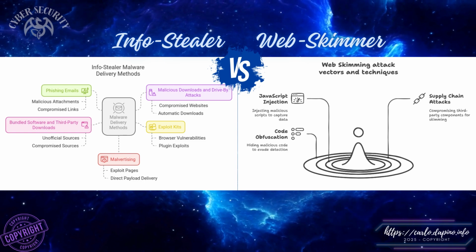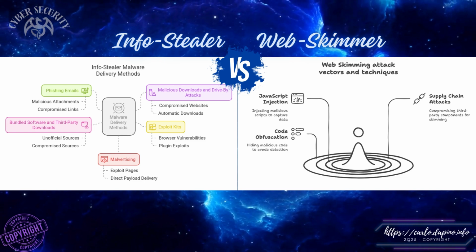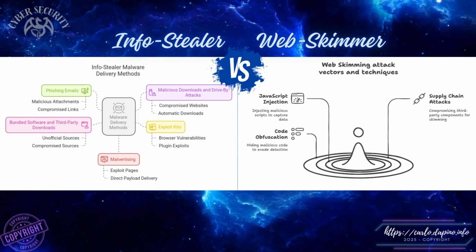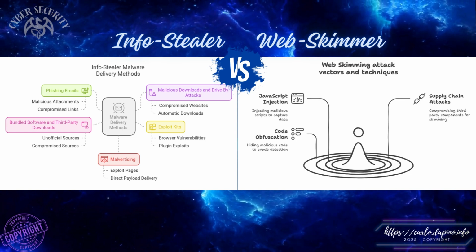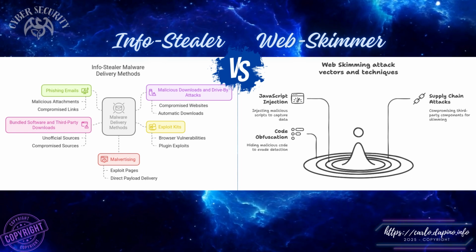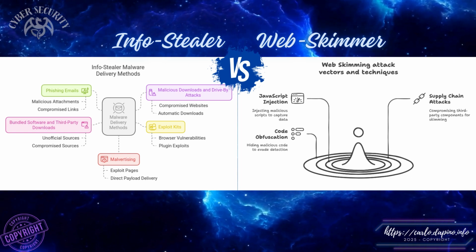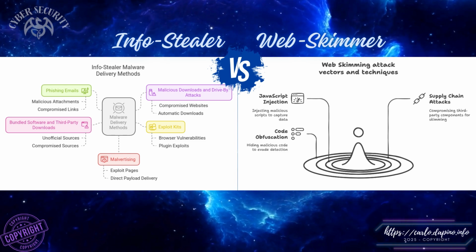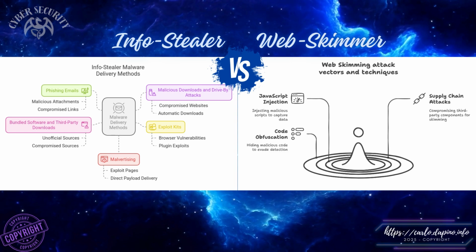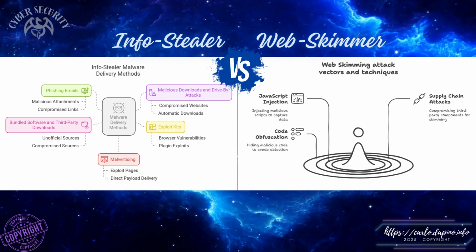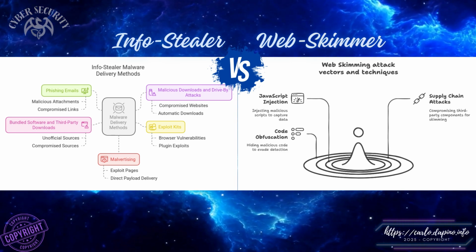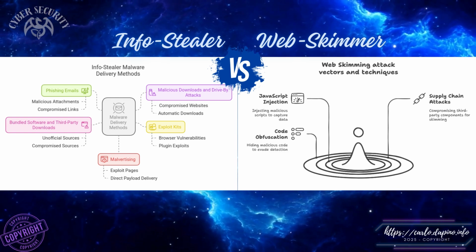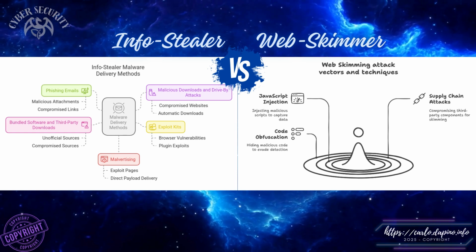Visiting a compromised website could trigger an automatic malware download. Exploit kits: cybercriminals take advantage of browser vulnerabilities to inject malware. Bundled software and third-party downloads: unofficial downloads often contain hidden malware payloads. Malvertising: attackers embed malware into seemingly legitimate advertisements, infecting users who simply view them. Once inside, these threats steal login credentials, financial data, and system information, often sending it back to a command and control (C2) infrastructure for cybercriminals to exploit.